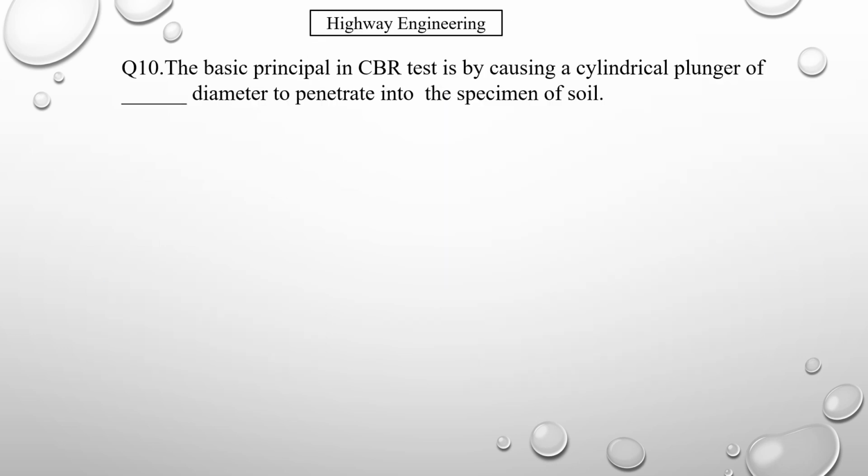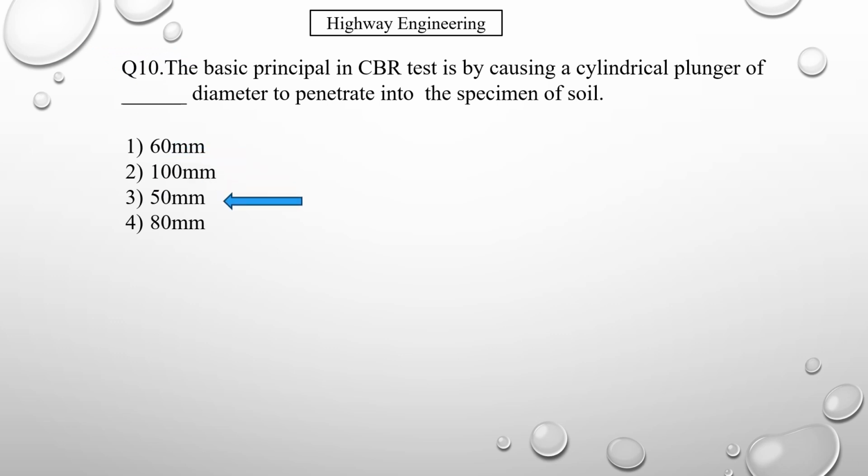And the last question from this session is from highway engineering. The question is: the basic principle in the CBR test is by causing a cylindrical plunger of dash diameter to penetrate into the specimen of soil. Here they just ask the diameter of the penetrator, and the diameter for the CBR test is 50 mm. Option number 3 is correct.